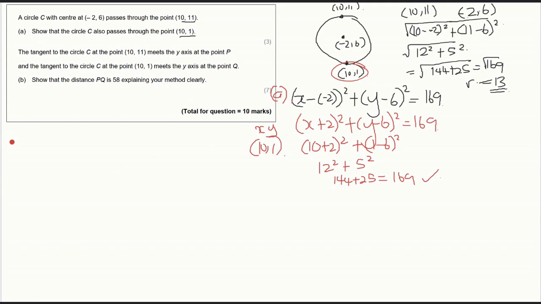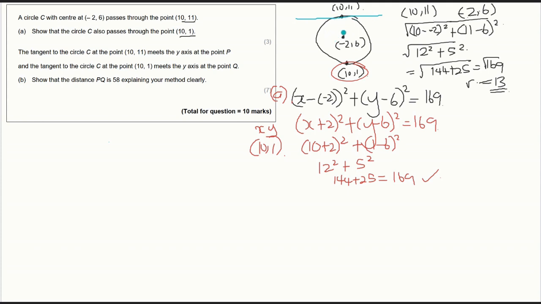For part B, the tangent to the circle at the point (10, 11) meets the y-axis at P. Okay, the tangent at the point (10, 11) meets the y-axis at P. So first of all, (10, 11), okay, this is fine. Let's say this is the tangent at (10, 11).